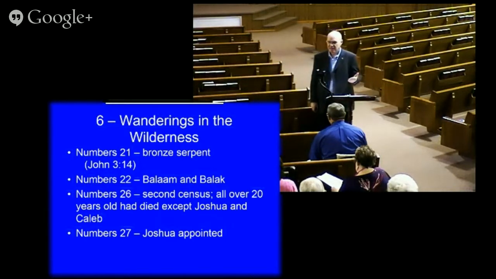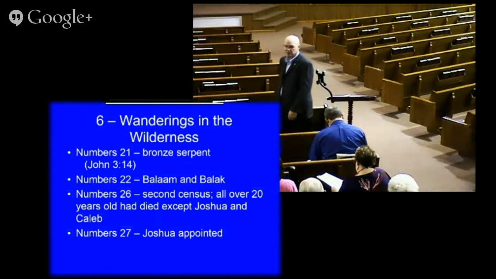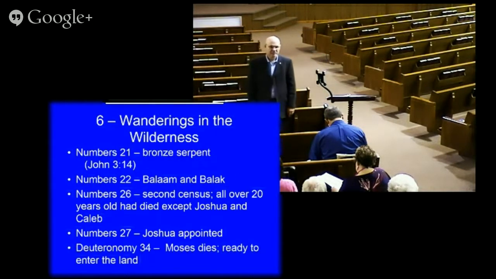In chapter 27, Joshua is appointed to be the leader, because Moses is about to die. Joshua is the new leader of the people. And then in Deuteronomy 34, after Moses delivered all those speeches in the book of Deuteronomy, he dies on Mount Nebo, looking across the land, but didn't enter it. God buries him, and they're ready to move on.